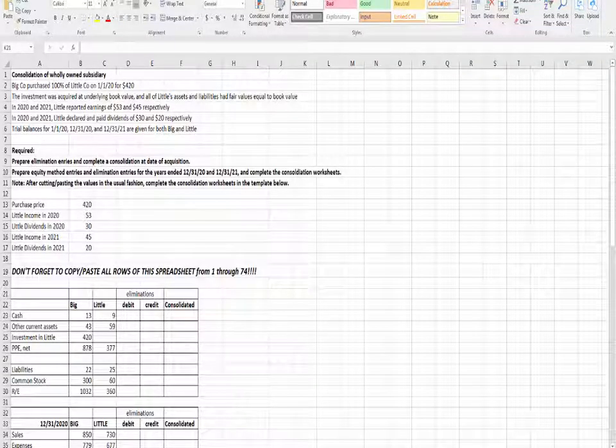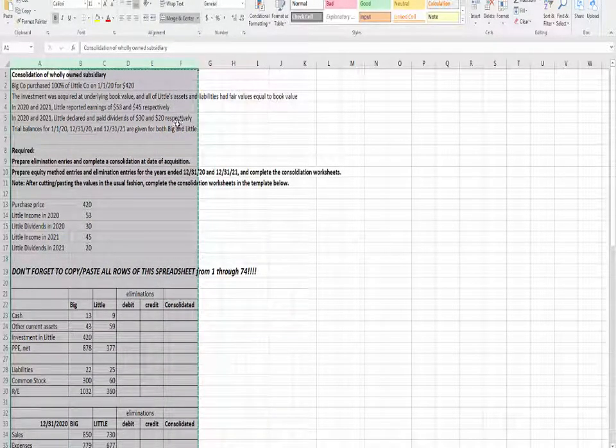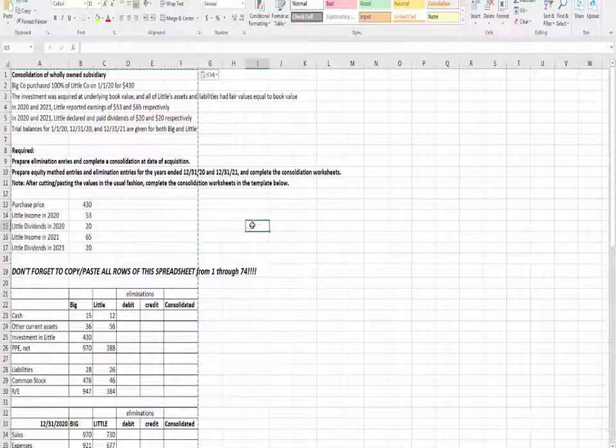Let's go ahead and go through the solution to the consolidation of a wholly owned subsidiary acquired at book value. And as always, the first order of business is to copy, paste as values. Okay, big company purchased 100% of little company on January 1st, 20 for $430.